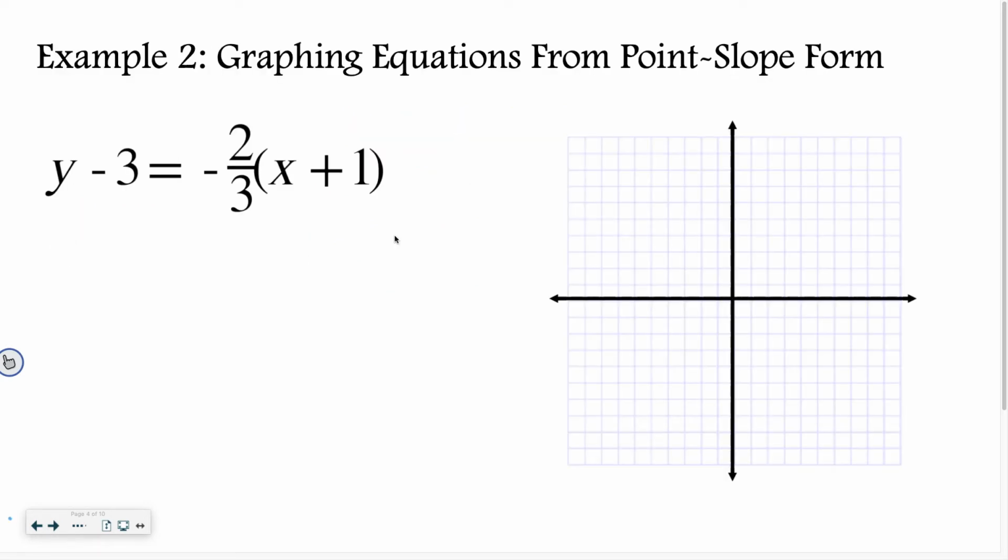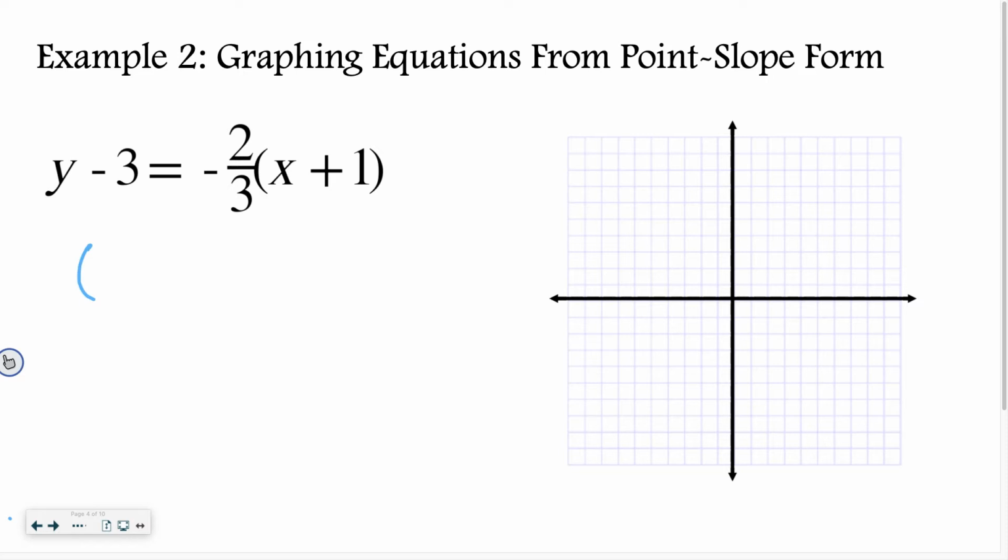All right, let's look at example 2, which is all about graphing equations from point-slope form. Yesterday we learned how to graph from slope-intercept form, and we would start by plotting a point at our y-intercept and then using the slope to find the next one. Now, instead of starting at the y-intercept, we're going to start at the given point.